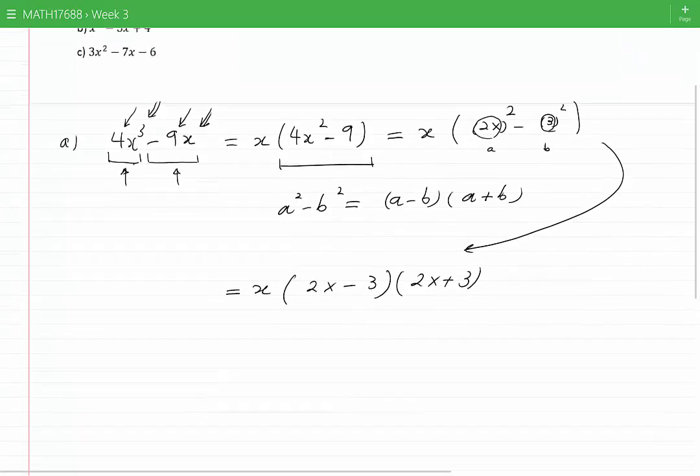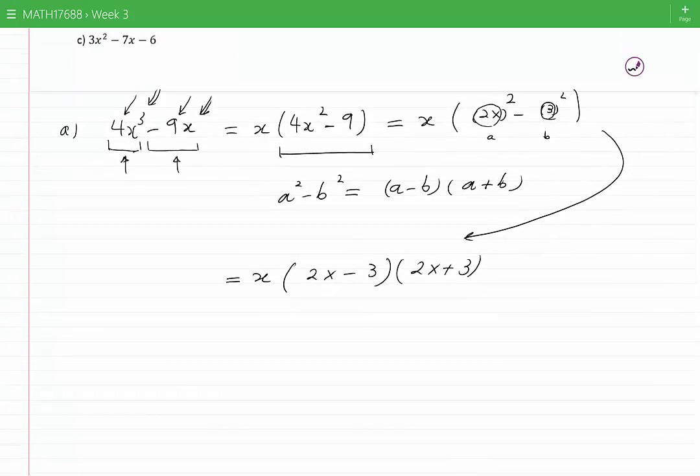Now, all these three factors, x, 2x minus 3, and 2x plus 3, are prime factors, and they cannot be factored any further. Therefore, we leave the answer as it is right now.